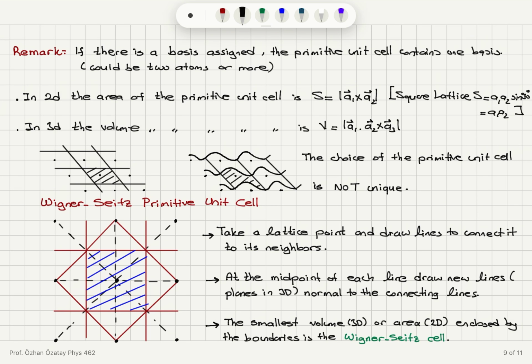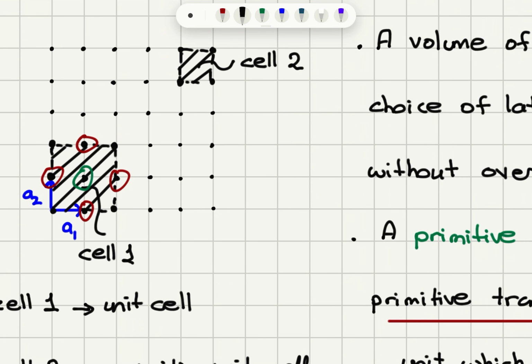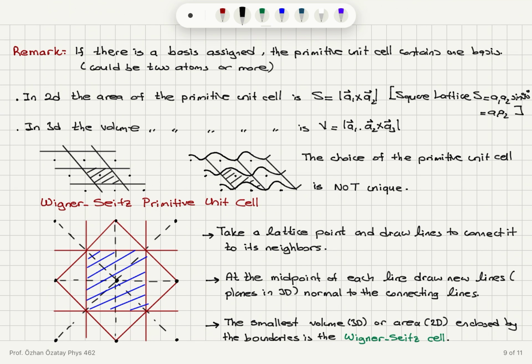In 2 dimensions, the area of the primitive unit cell is found by the magnitude of the cross product of A1 and A2, these 2 primitive translation vectors. So for a square lattice, that would be A1 A2 sine 90, for example. In this example, you can see that the angle between these is 90 degrees. So that would give me A1 A2, which is the area of the square. In 3 dimensions, the volume of the primitive unit cell is A1 dot A2 cross A3.